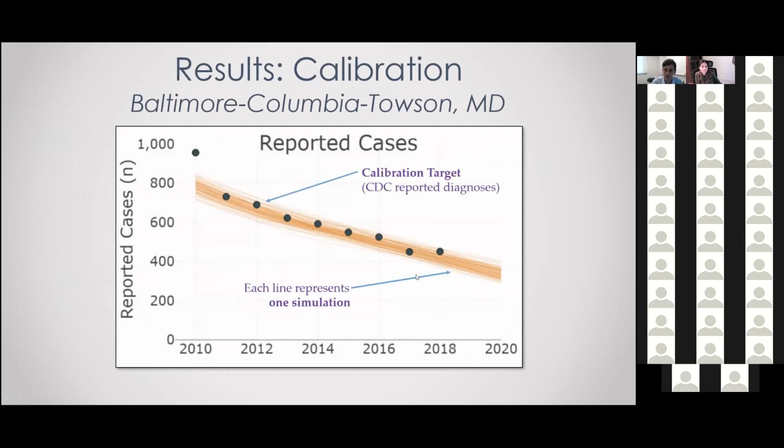But here again are our calibration targets, and now each line is one simulation. And so this is the actual calibrated data for Baltimore, right? So we've got a bunch of simulations. Maybe this simulation has higher transmission rates for lower age groups, and maybe this one has lower transmission for those age groups, but they're all capturing a range of what could be going on that's leading to the HIV epidemic that we see.